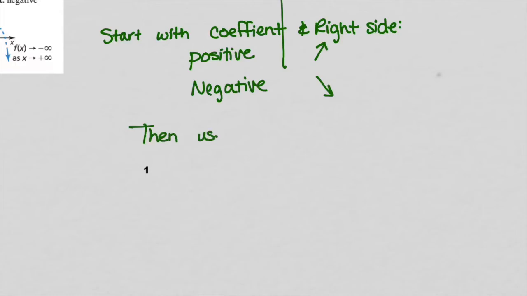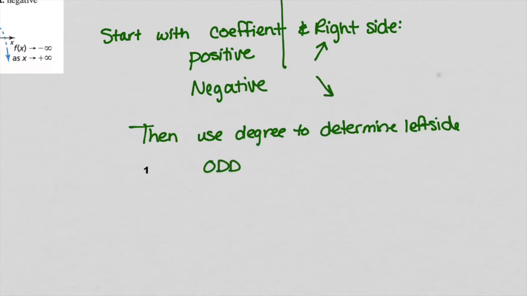So we're going to use the right side and the degree, so the highest power that the polynomial has, and that is what you use to determine the left side. Okay, so if the degree is odd, the left side is opposite of the right side. So if the right side goes up, the left side goes down. If the right side goes down, the left side goes up.